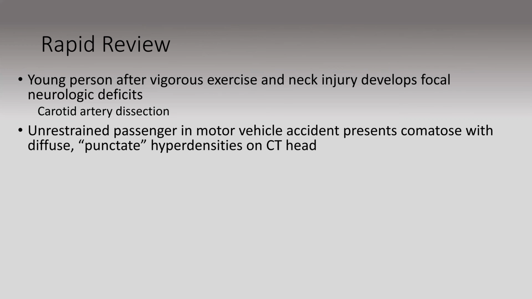Unrestrained passenger in an MVC presents comatose with diffuse punctate hyperdensities on CT imaging of the head. So this is diffuse axonal injury. Basically, if you picture the axons in the skull like they're in a bowl, and you shear the axons from the nerve endings, you see these little punctate hemorrhages occurring at the junction that were ruptured. This is usually a severe presentation. If you see this on CT head imaging, it often coincides with a very severe presentation.